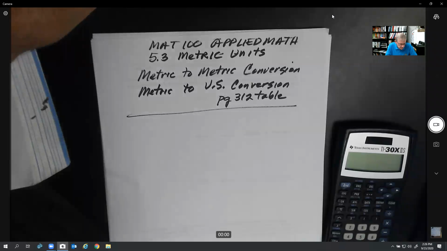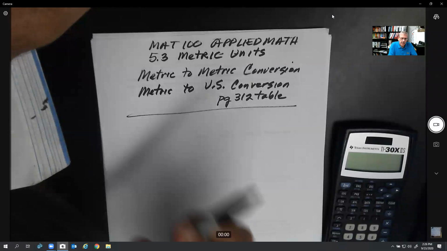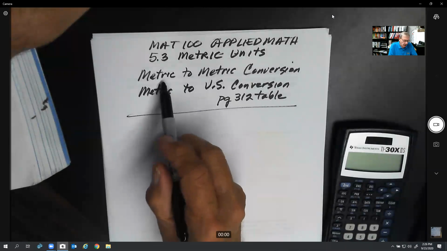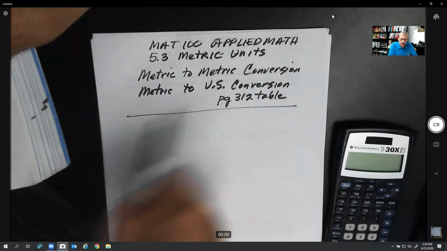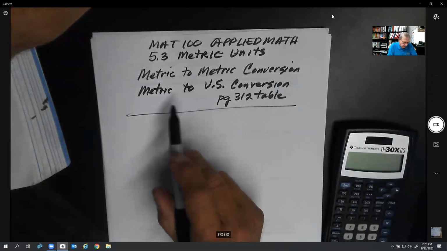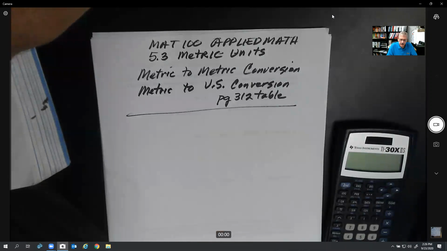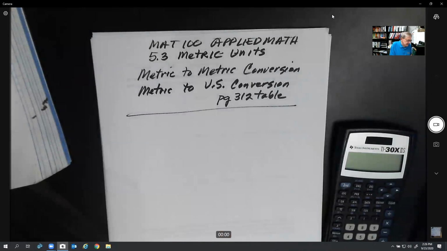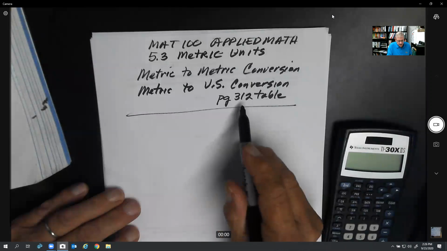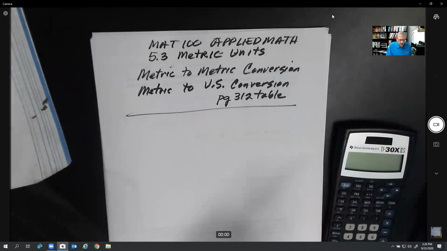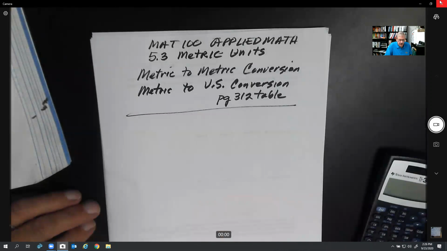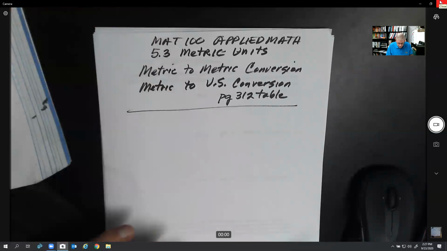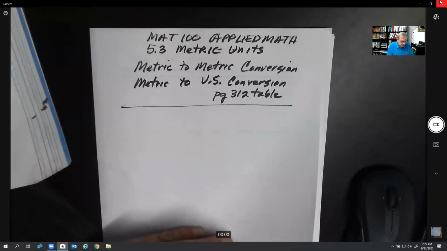Hi. So in this lesson, we're going to talk about 5.3 metric units. What we're going to talk about is metric to metric conversion, and then metric to US conversion. There's a table on page 312. There are tables throughout this section, but on 312 there's a table that is a summary of all those tables. I'm also going to try to include that as a handout in your work. So let's take a look.